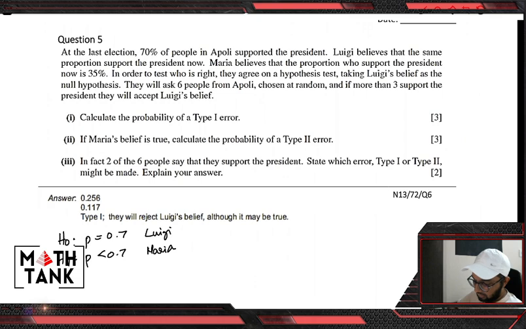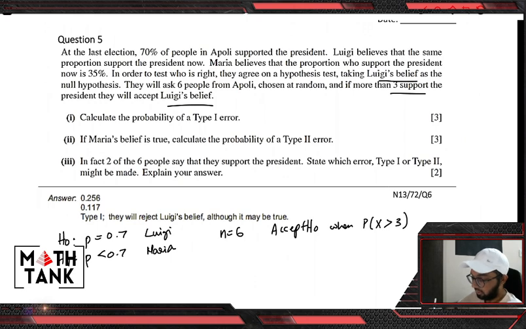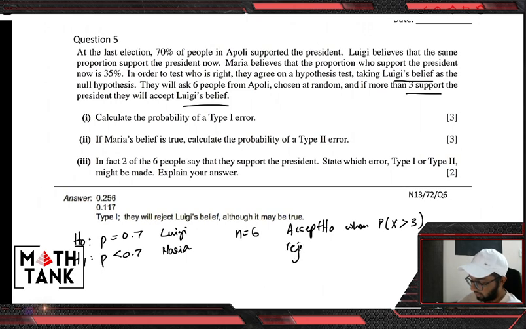To test who is right, they agree on a hypothesis test, taking Luigi's belief as the null hypothesis. They will ask six people from Appalachia. So it's a small test chosen at random. If more than 3 people support the president, they will accept Luigi's belief. That means they're going to accept H naught when more than 3. So the critical region or the rejection region is then less than or equals to 3.